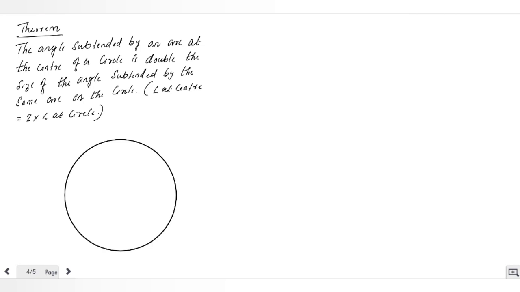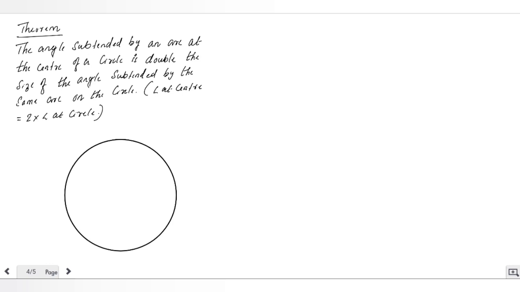The angle subtended by an arc at the center of a circle is double the size of the angle subtended by the same arc on the circle. In short, we say angle at center is equal to 2 times angle at circle. That's how you have to write it as a reason.